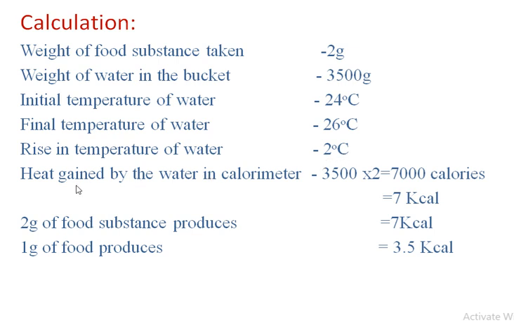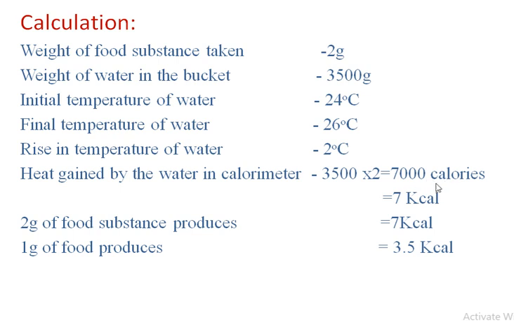Now we are going to calculate the heat gained by the water in the calorimeter. This is nothing but the weight of the water in the bucket, 3500, multiplied by the rise in the temperature, which is 2 degrees centigrade. That gives you 7000 calories. So if 2 grams of food substance is burnt in the bomb calorimeter, it will release 7000 calories.